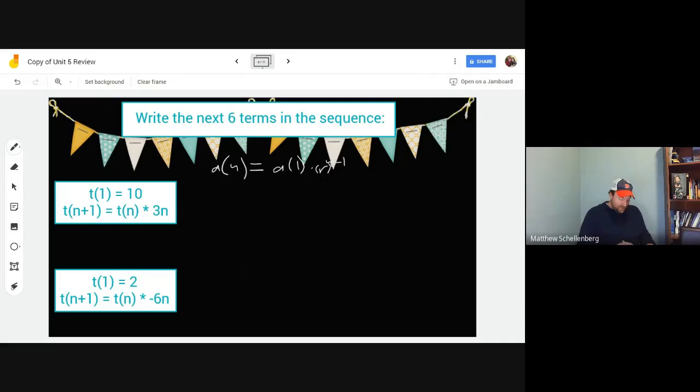So they give us the recursive formula, and actually this should not be like this. My apologies. And the recursive formula basically says that the next term equals the current term times 3. So each step is just multiplying by 3. So if the first number is 10, what's the second number?